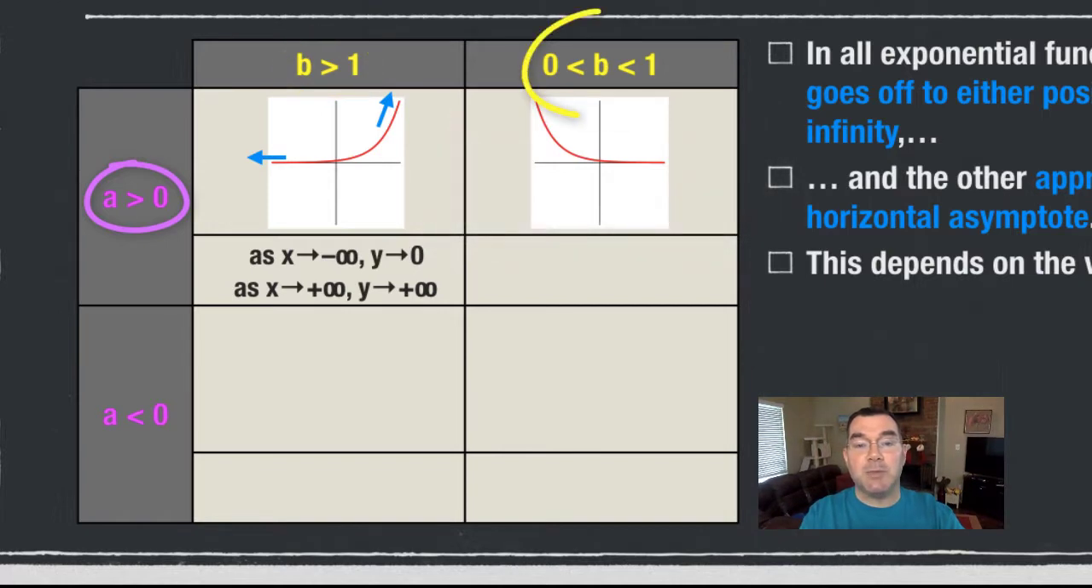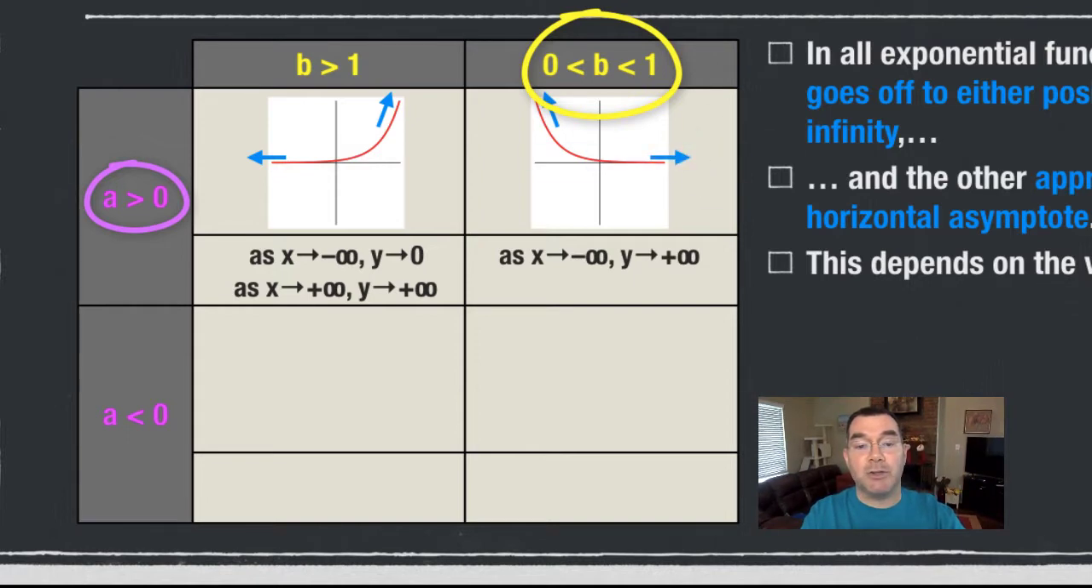If my b is between 0 and 1 and my a value is still positive, then it's going to be a mirror image of that reflected over the y-axis. And so as you can see, as I go off to the left-hand side, now the graph goes off towards positive infinity. So another way of saying that is as x approaches negative infinity, then y approaches positive infinity.